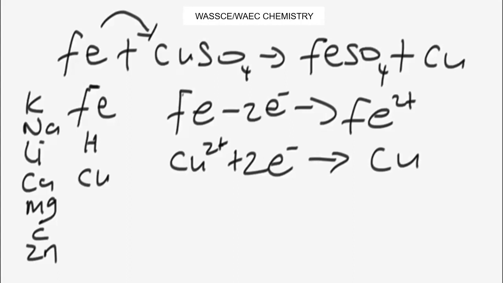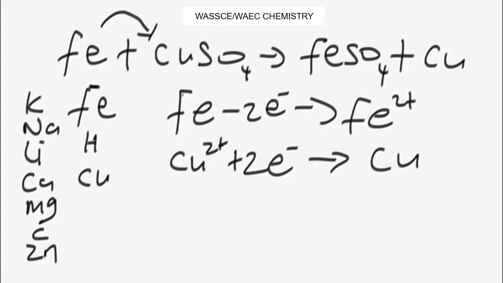Alright, very important. In a displacement reaction, the metal ion gains electrons and is reduced, whereas the metal atom loses electrons and is oxidized. Okay, now before we call this a class, let's look at how to write an ionic equation.